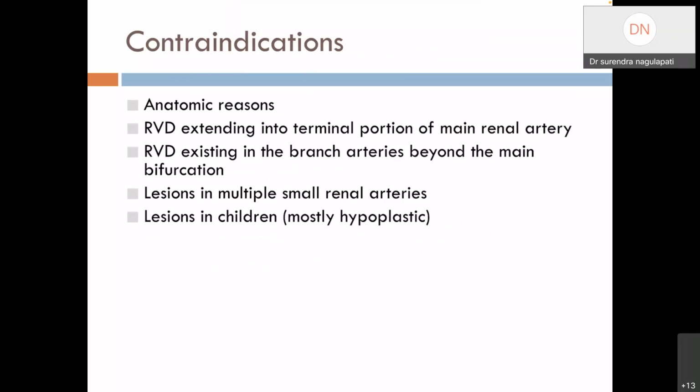The contraindications for endovascular treatment are mostly anatomic reasons, like renovascular disease extending into the terminal portion of the main renal artery, renovascular disease existing in the branch arteries beyond the main bifurcation, lesions in multiple small renal arteries, and lesions in children, mostly hypoplastic, where open surgery is preferred.